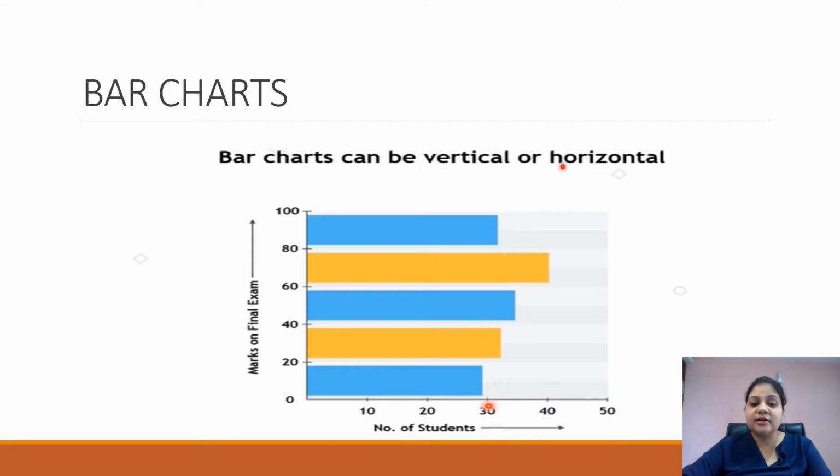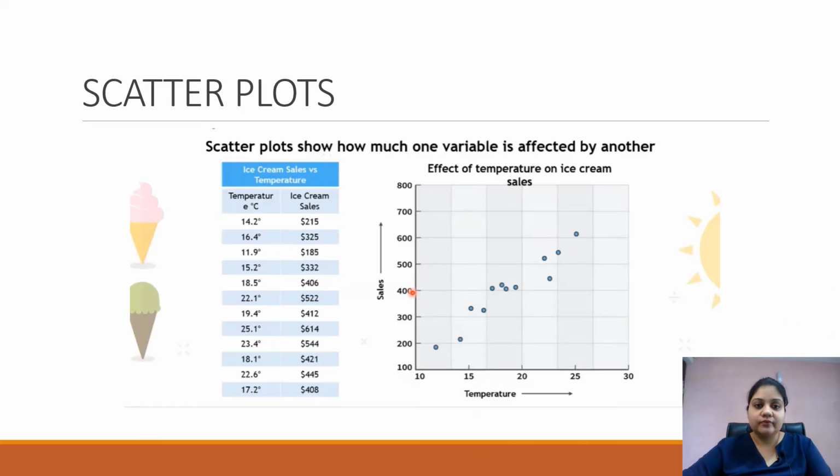Now, this bar chart does not tell us the effect of the number of students on how many marks are attained. So, to study the effect, we have scatter plots. Scatter plots are basically used to understand the relationship between two variables, and also they measure how much the change in one variable is affecting the change in another variable.